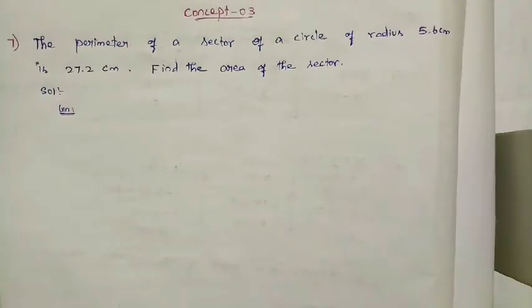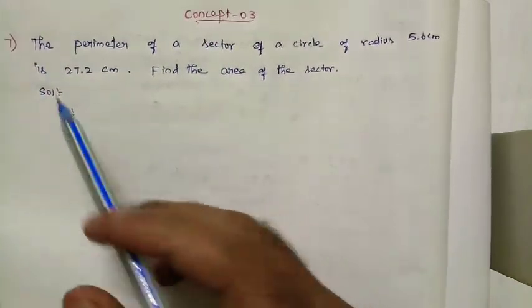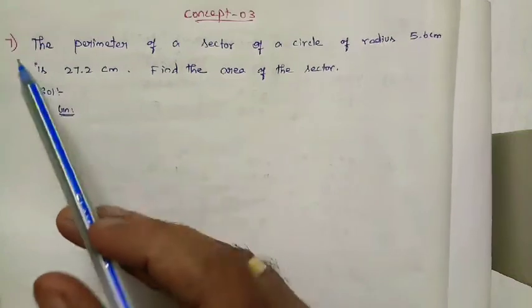Hi students, today we are going to see assumption concept 3 sum number 7. Already we have completed 6 sums. Now we are in sum number 7, right?